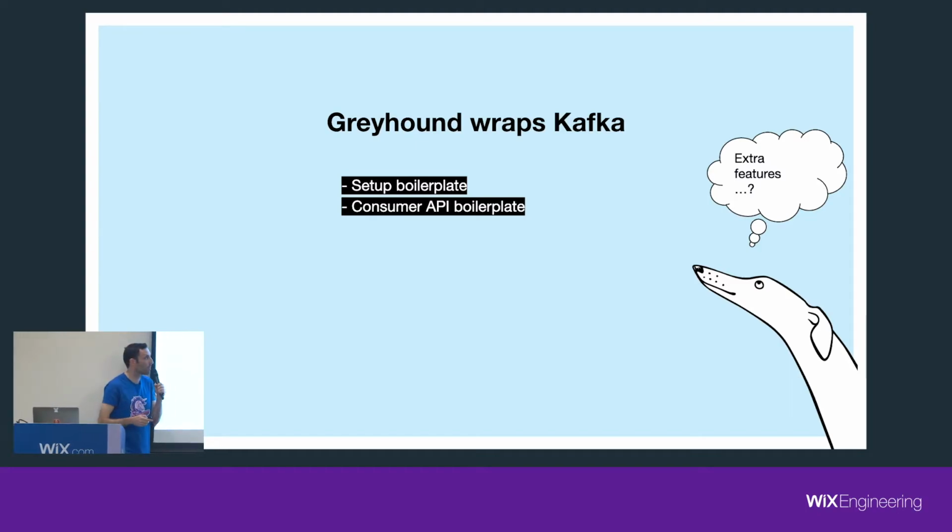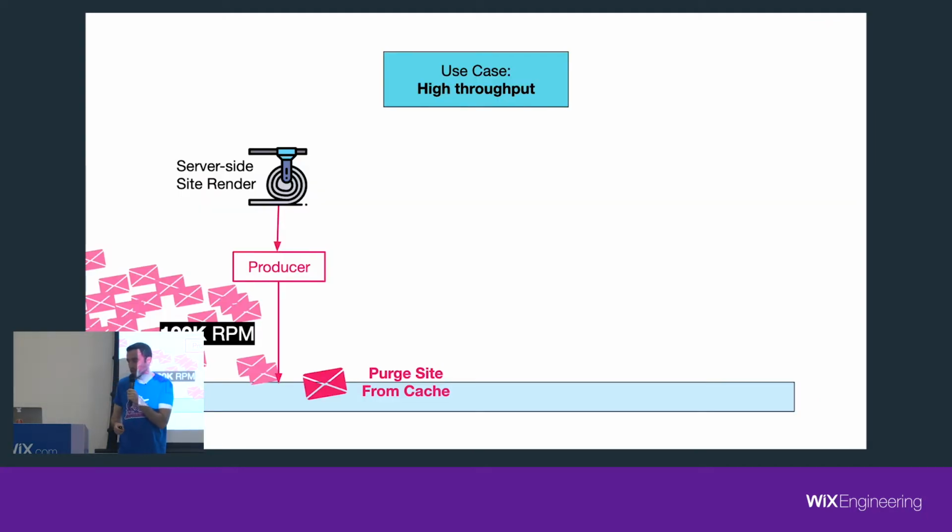What about some interesting features that Greyhound introduces that Kafka clients do not have? Well, let's look at the next use case, high throughput. At Wix, we render our users' sites for visitors on the server side in order to get faster loading time. And they, of course, utilize the cache heavily. Each time they finish rendering, they put it in the cache. And this cache is spread out all around the world in many data centers, so that visitors get much faster load time.